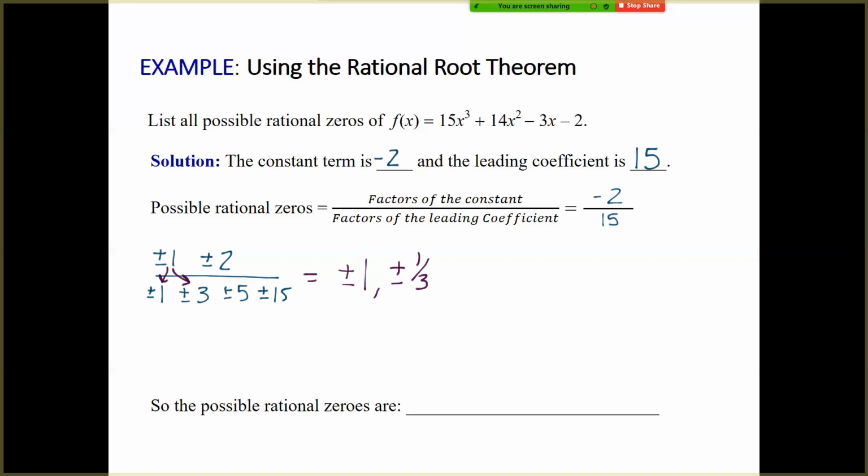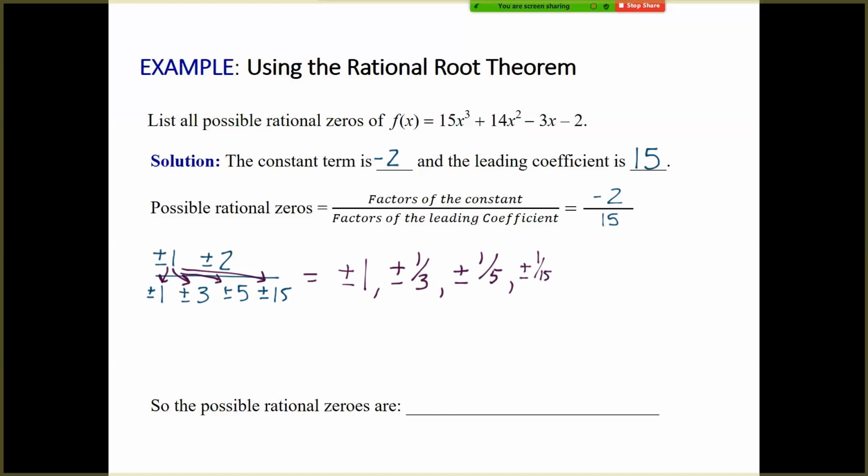Then we're going to take 1 and divide it by 5. Does that reduce? No. So we're just going to have 1/5. And then the last one in the denominator that we need to divide 1 by is 15. Does 1 over 15 reduce? No. So we're going to leave it as 1 over 15.